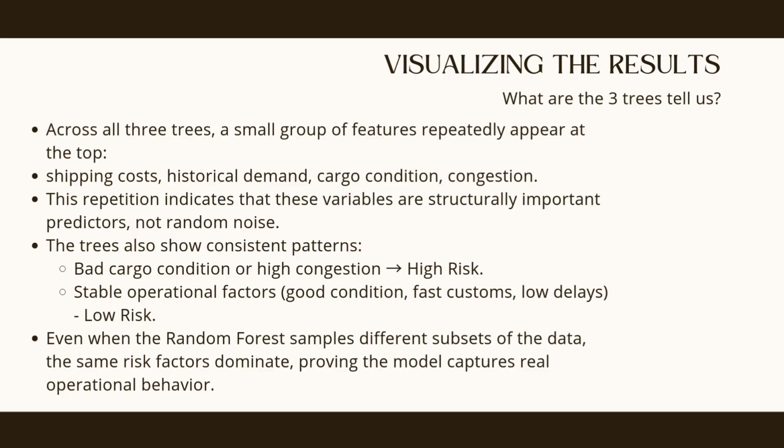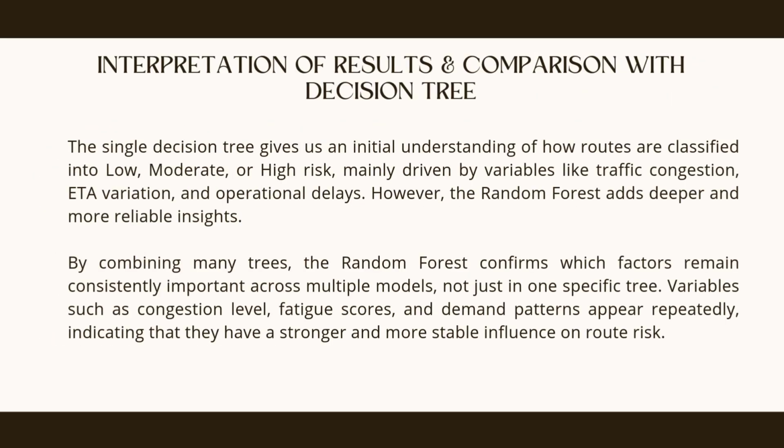Putting the three trees together, we can summarize the patterns across all of them. A small set of features appears: shipping cost, historical demand, cargo condition, and congestion level. Bad cargo condition or high congestion almost always lead to a high risk classification, and factors like good cargo condition, fast customs, and low delays lead to low risk.